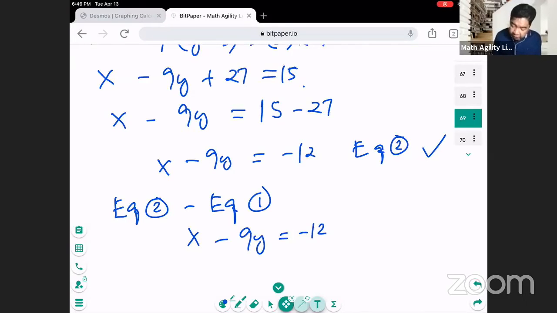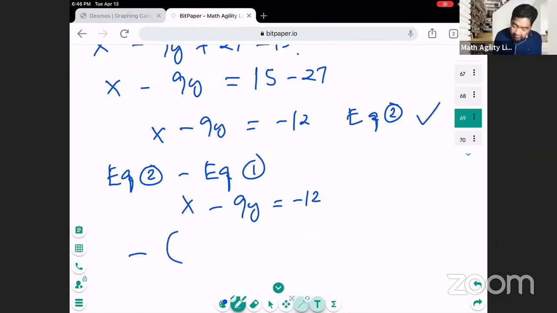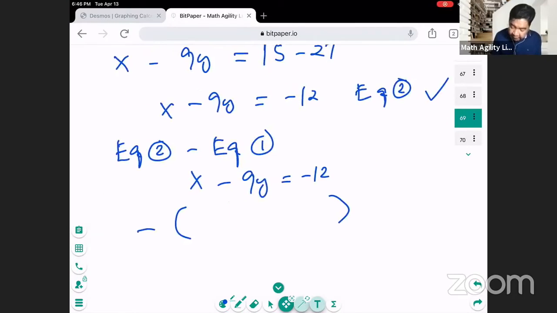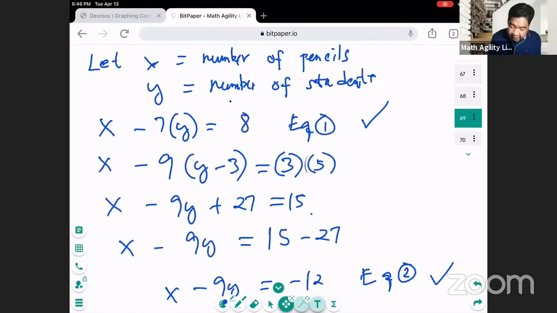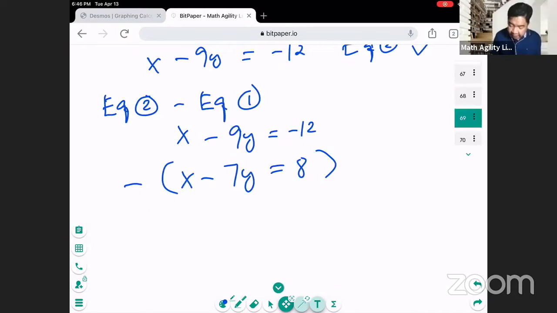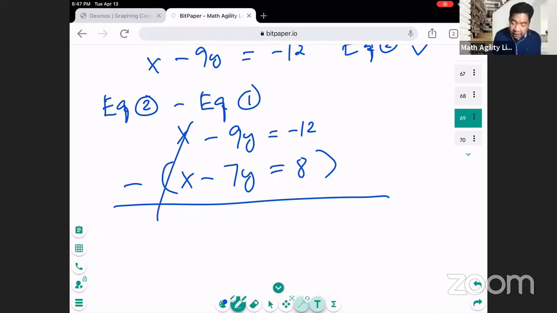This is our equation 2 minus our equation 1, which is x minus 7y, right? Equals 8. Let's double check. Yes, so x minus 7y equals 8. So let's try to subtract this. So x minus x would be 0, right? Negative 9y plus 7y would be negative 2y, right? And then negative 12 minus 8 would be negative 20.